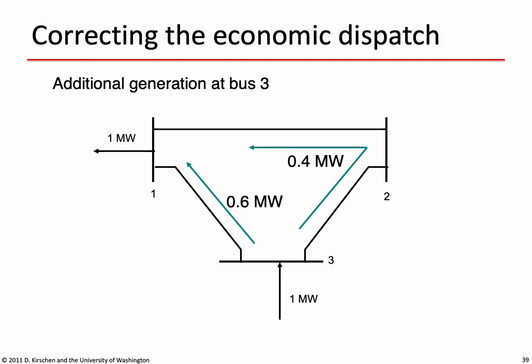The other solution is to inject more at bus 3, meaning generating more with generator D and generating less with the generators at bus 1. Now again, if we inject an extra megawatt at bus 3 and extract it at bus 1, we are going to have 0.6 megawatts flowing directly from bus 3 to bus 1, while 0.4 megawatts flow from bus 3 to bus 2 to bus 1.